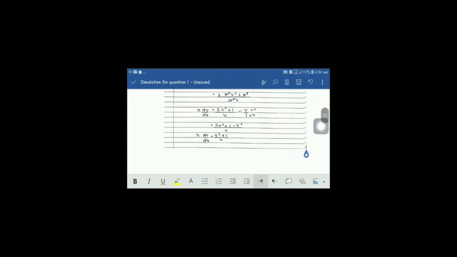Firstly, the same step: we check whether the differential equation is homogeneous or not. We get that it is a homogeneous equation with degree lambda equal to 2. So we use the transformation y equals xv and dy over dx equals x dv over dx plus v.